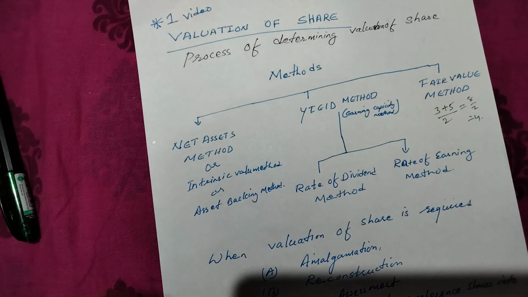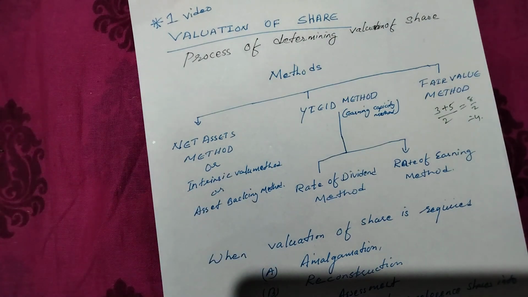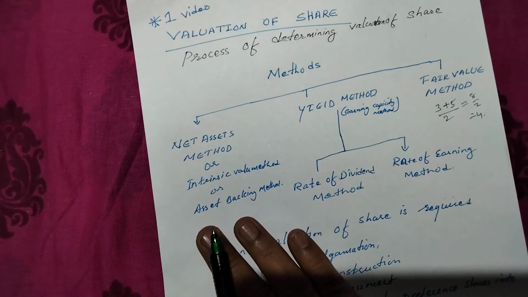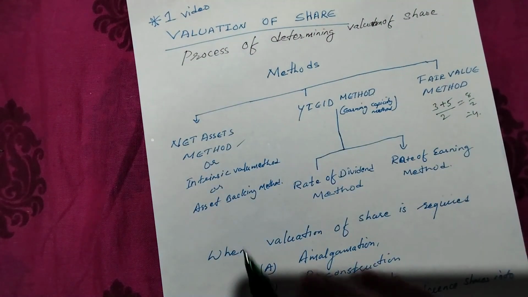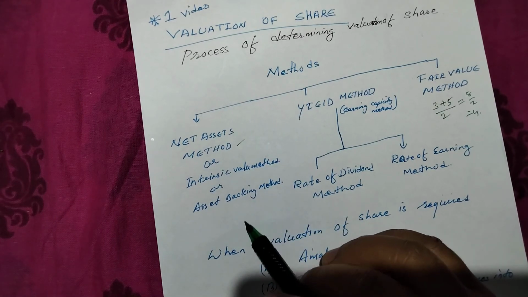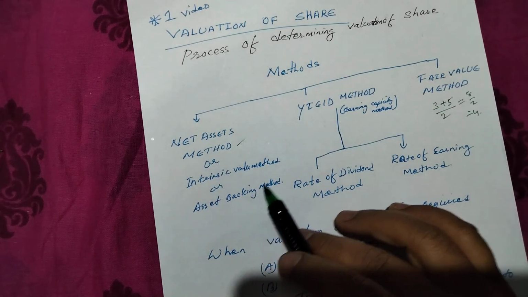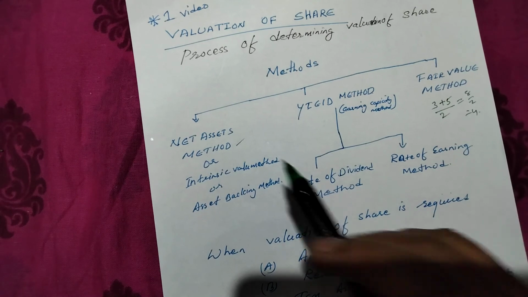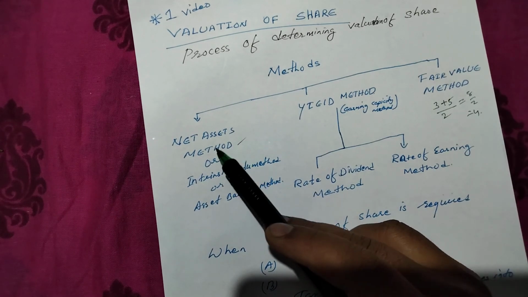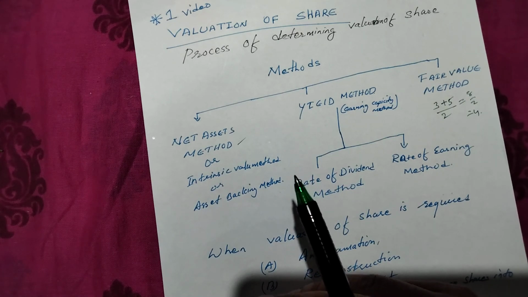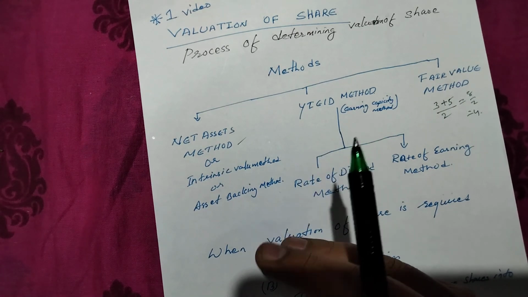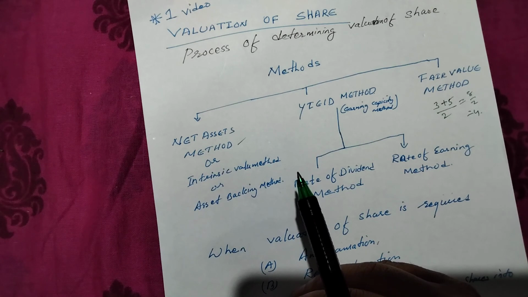Now in this lecture we are going to do a practical problem on the net asset method. So the net asset method is also called what? Intrinsic value method, also called what? Asset backing method. Okay, so as I discussed, this net asset method depends upon what? It depends upon the assumption of liquidation of the company.